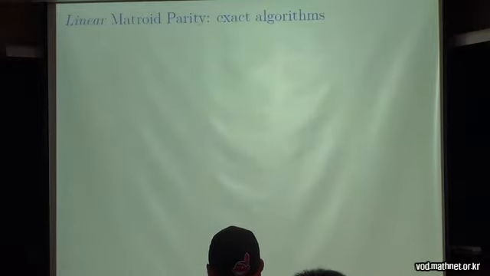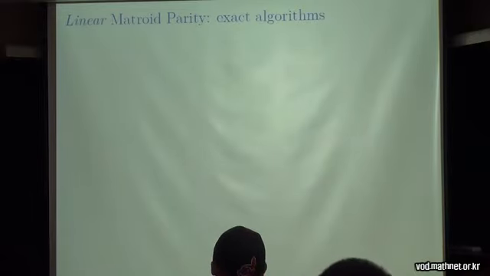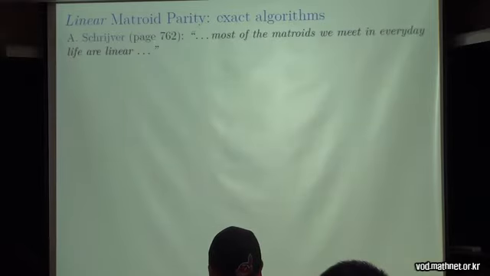What's a bit interesting, I'll just go 2 minutes over, is that most matroids are linear, not in a mathematical sense. Most matroids are not coming from matrices. But if you look at all the examples, they tend to come from matrices. And there's actually a quote in this 1,500-page book of Schrijver that says most of the matroids we meet in everyday life are linear. It depends what your everyday life is, whether you're meeting very many matroids.